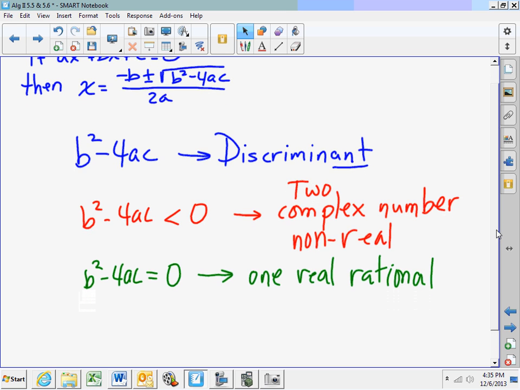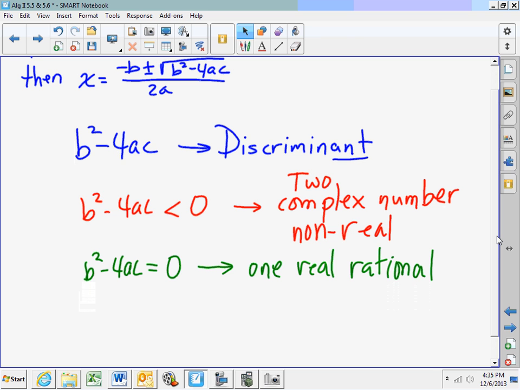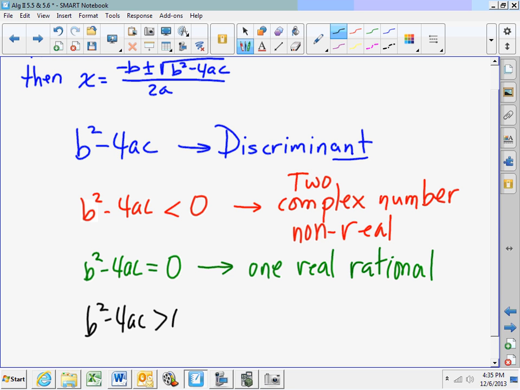Now, what happens if b squared minus 4ac is greater than 0? In other words, is positive? Well, there are two things that could happen. If it's a perfect square, then we will get two real rational zeros, because if it's a perfect square, that's what you're taking the square root of.